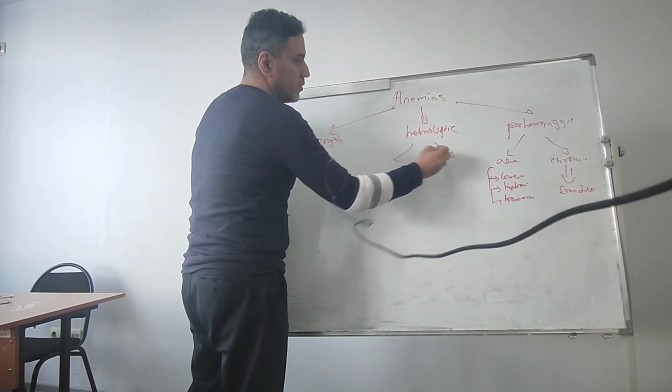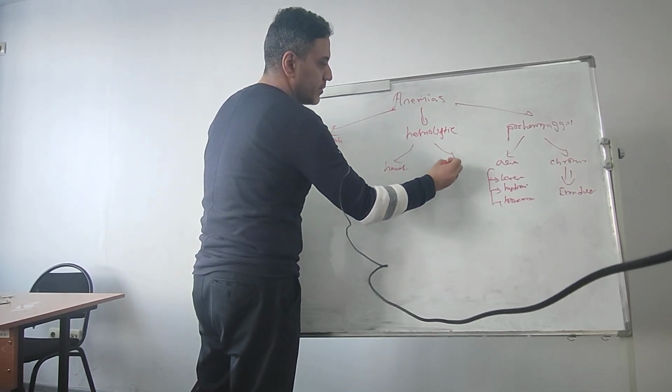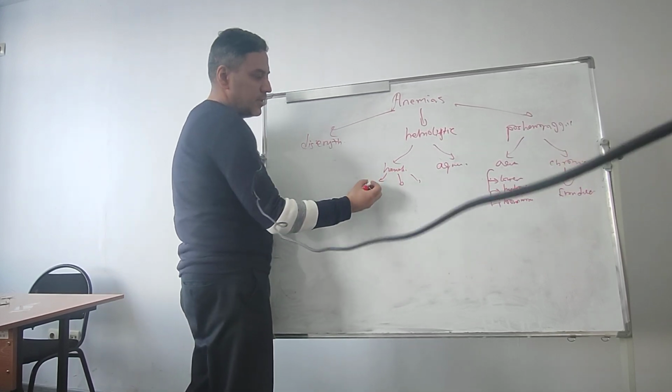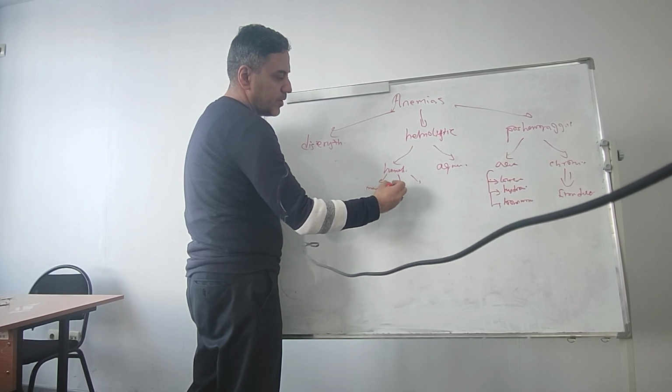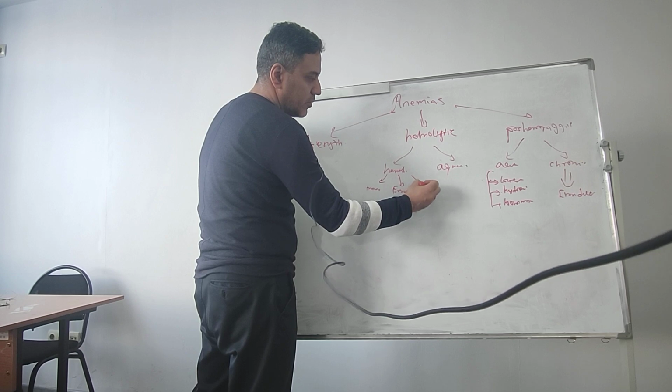Hemolytic anemias, two types: hereditary and acquired. Hereditary, three types: membranopathy, enzymopathy, hemoglobinopathy.